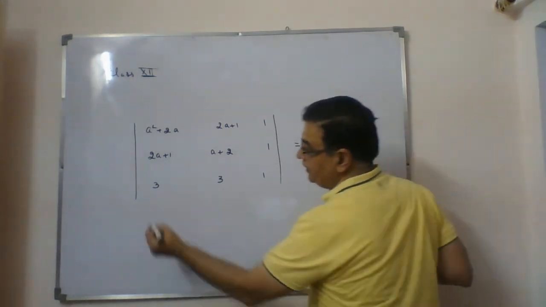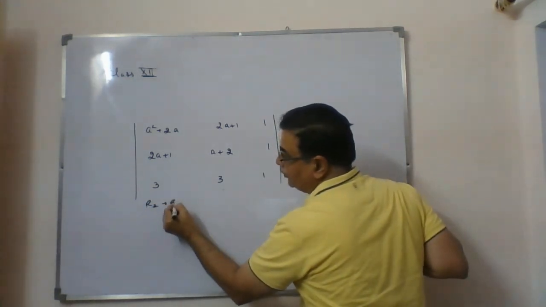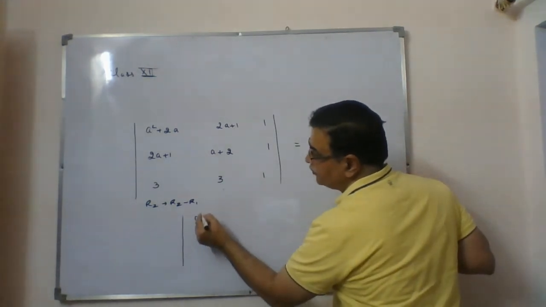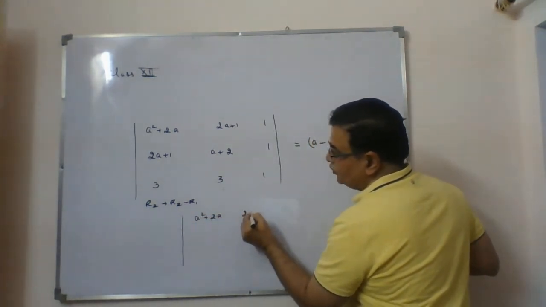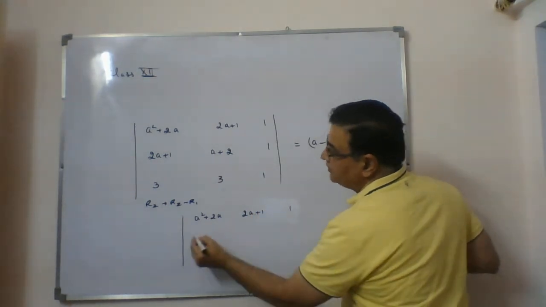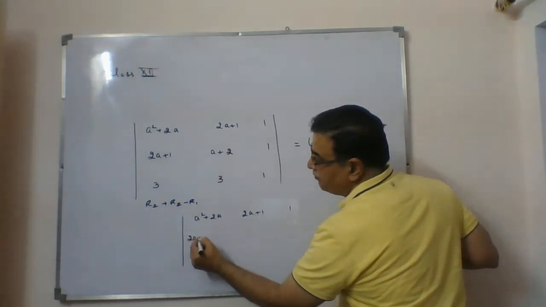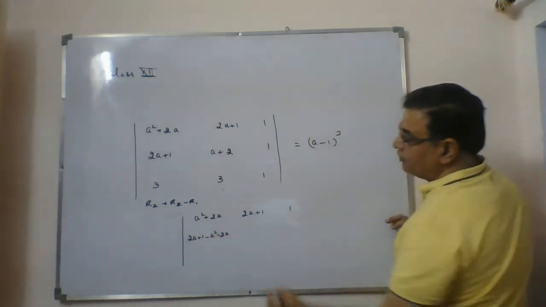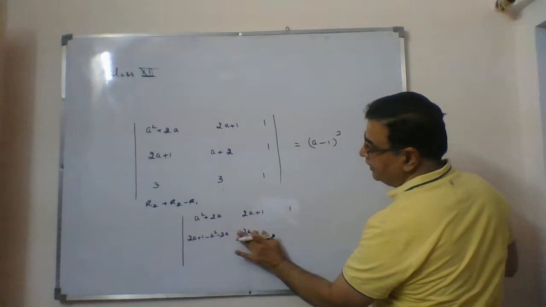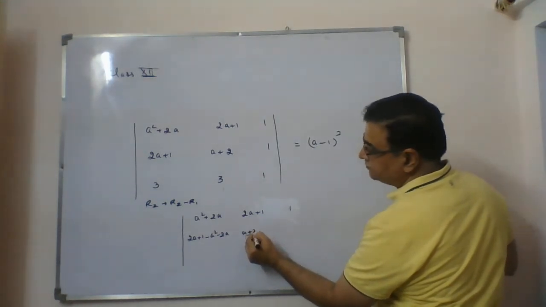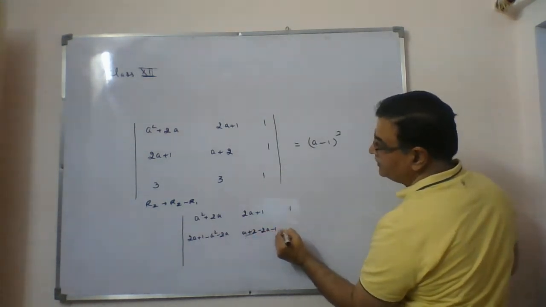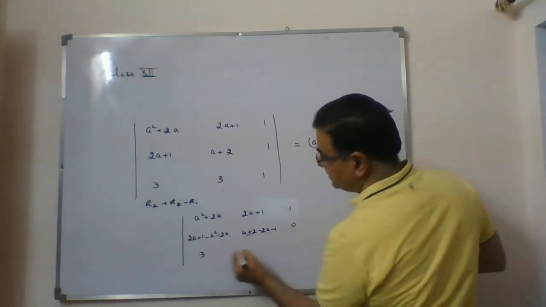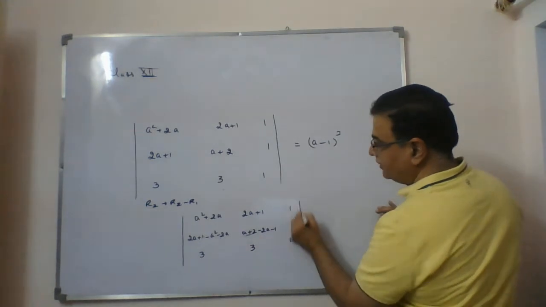So 2, 0 you can create. I go for R2 minus R1 first. Then I'll write it: a square plus 2a, 2a plus 1 and then 1. Then what will come? 2a plus 1 minus a square minus 2a, a plus 2 minus 2a minus 1. This is 0. Then this is 3, 3 and 1.